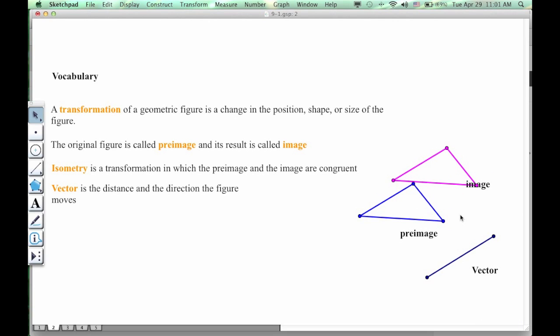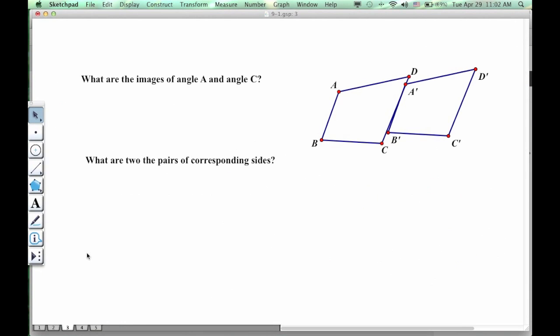Okay, the last word is vector. It is not in the book though, but we think that it is good to know just in case. Vector is the distance and direction where the figure moves. These vocab words are important since you're going to use them throughout this lesson, so memorize them. And by the way, this is a picture of the vector.